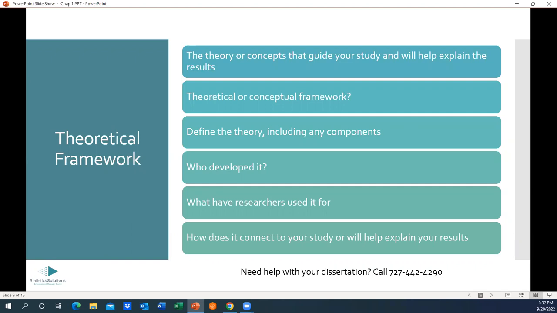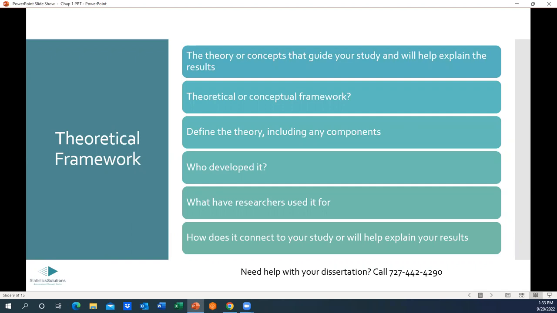So you're talking about emotional intelligence in, let's say, high school teachers. There will be components to emotional intelligence, and I've forgotten them, but you have to talk a little bit about why emotional intelligence would be important to these teachers. How does it help us understand what they do? Why would they need it? So that's how it would connect to your own study. Again, the theoretical framework is a really good section to have an approved dissertation as an example to look at how people have handled this section.